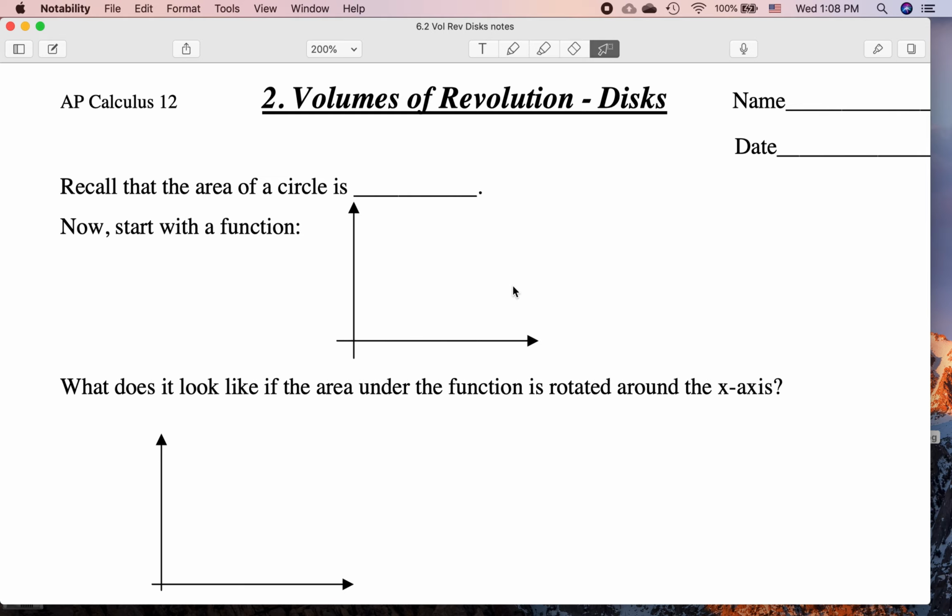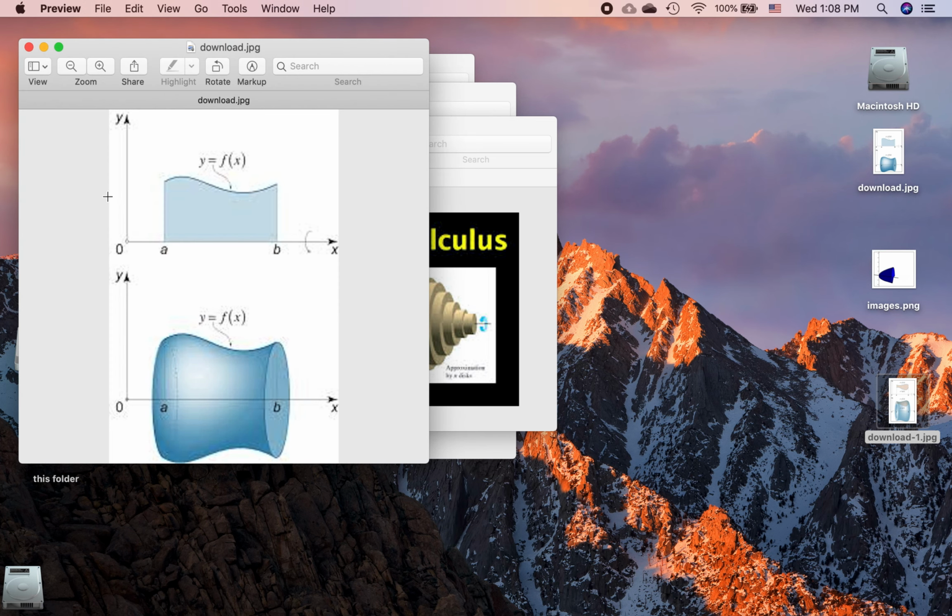called volumes of revolution. So instead of just doing the area of a curve, now we're going to be looking at a volume of something. So where should we begin? Well, the idea of what is a volume of revolution. Hang on, let's take a look at this one.